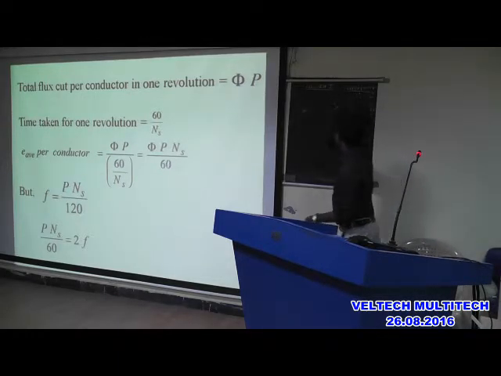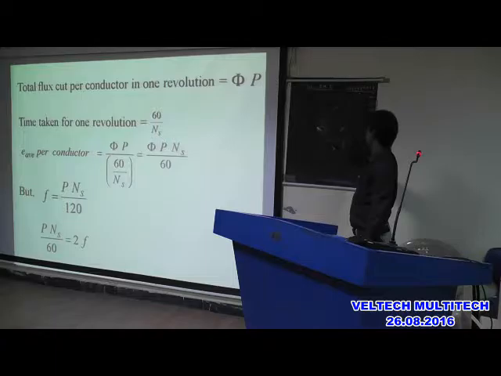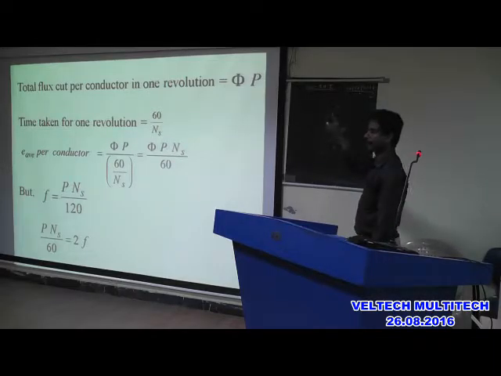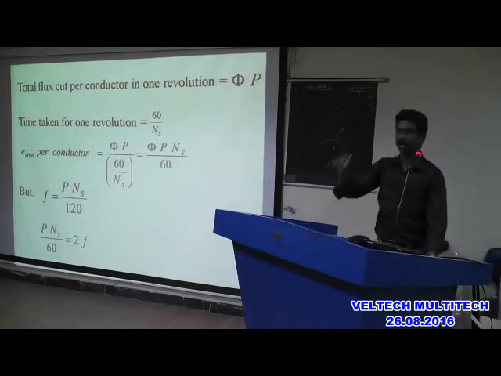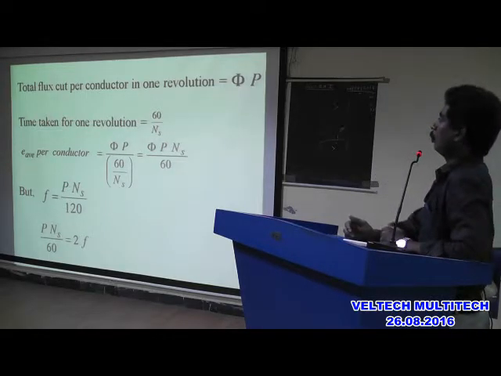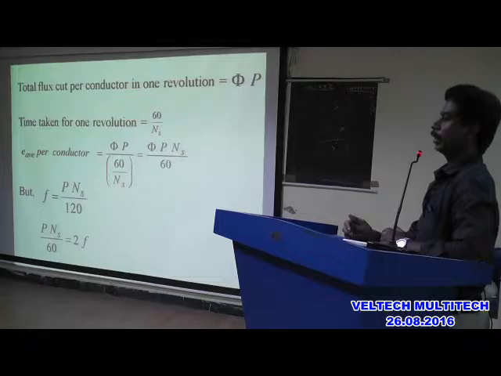how many times does the conductor link the flux? 2 times. In case of 4 pole, how many times does the flux link the conductor? 4 times. Like that, if you have P pole, P times. So dφ equals Pφ. Then the time taken for one revolution is 60 by Ns, correct.